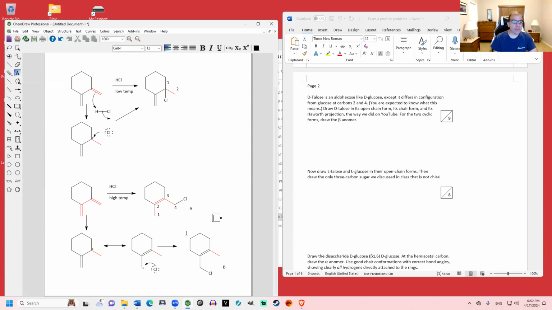The way you know that is because you have cyclohexene with a methyl group and CH2Cl. Cyclohexene with a methyl group and CH2Cl. So they're the same compound. Everything shown needs to be shown. Anything not shown is okay not to show.